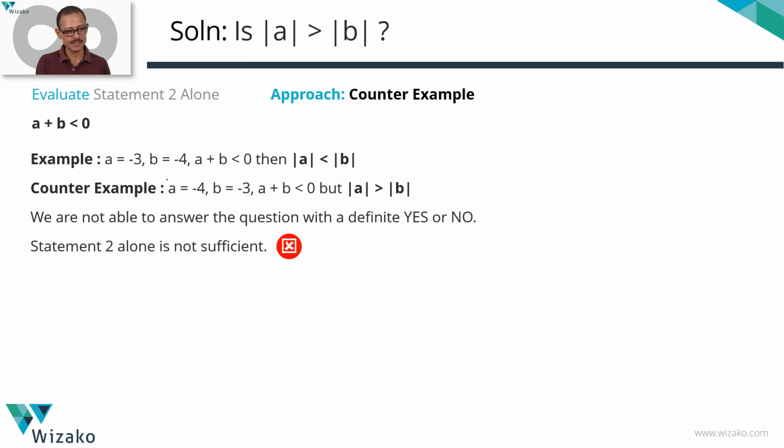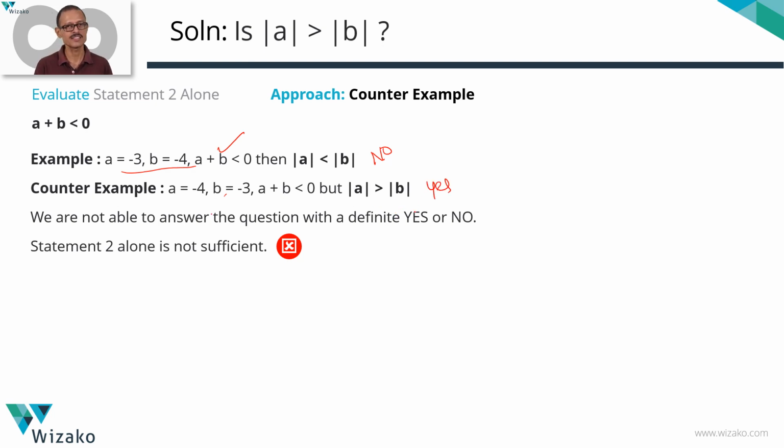Going with an example, A equals minus 3, B equals minus 4. We get the possibility of modulus of A less than modulus of B, for this information holding good. The answer to the question is no. We have swapped A and B. This holds good still. A plus B is less than 0. But I got an answer that modulus of A is greater than modulus of B.